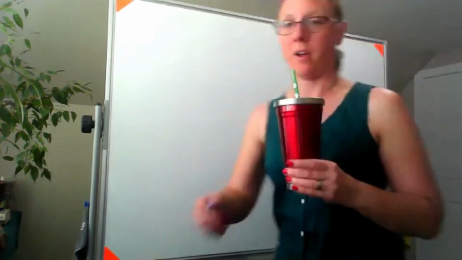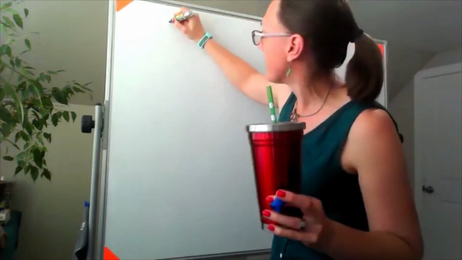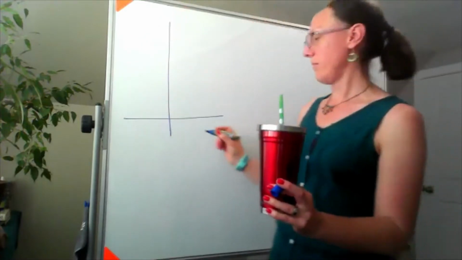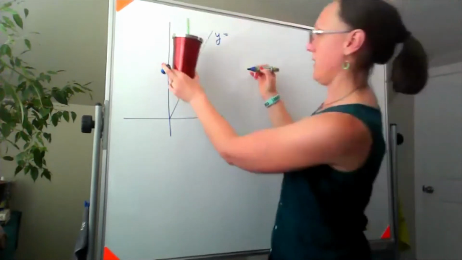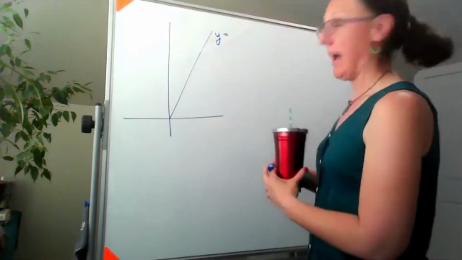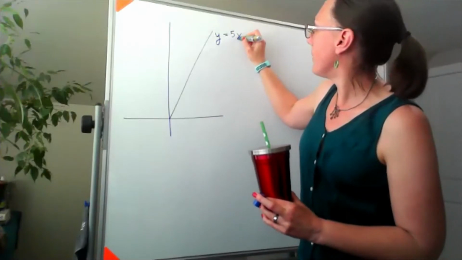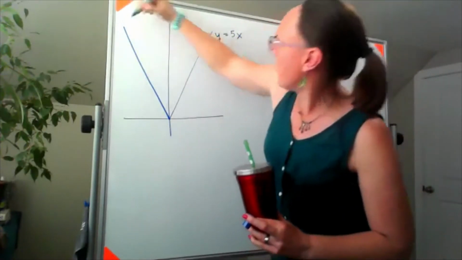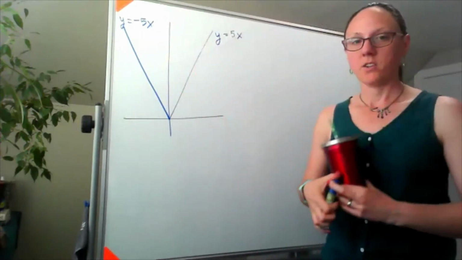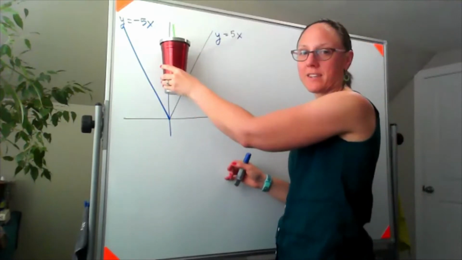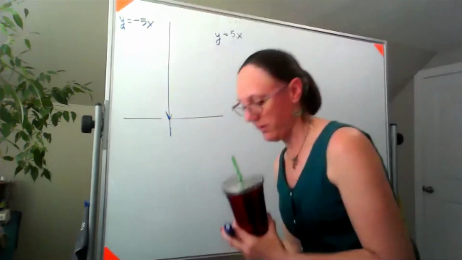I'm going to try to make up some math equations that correspond to my cup. So let's call this, oh, it's even steeper than that. Okay, well, it's close enough. I'm going to call this y equals 5x, and I'm going to imagine that this is y equals negative 5x. I didn't draw them quite as steep as my cup, but that's easily fixed.